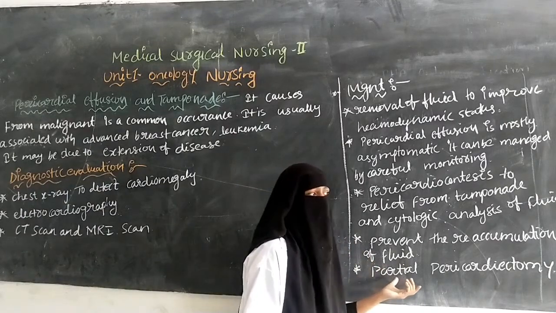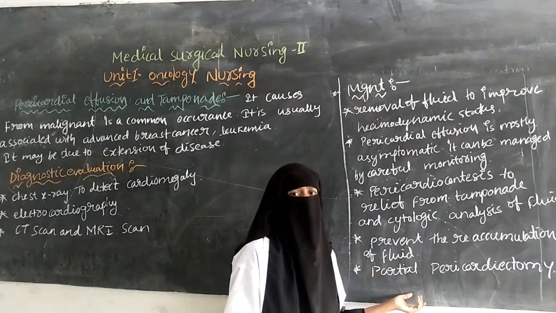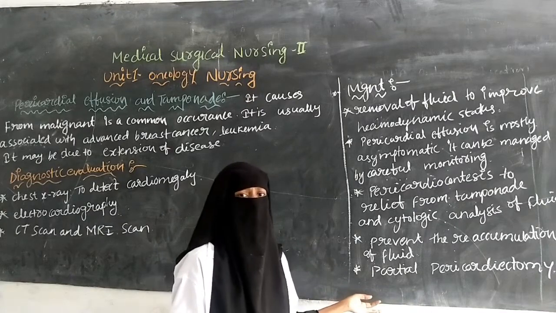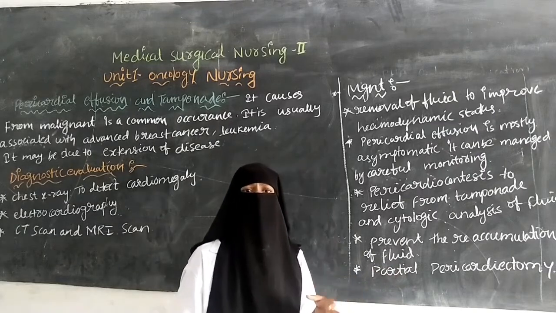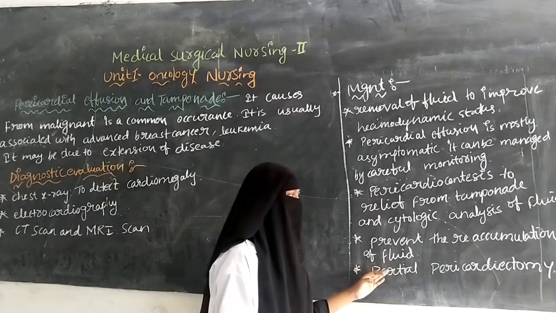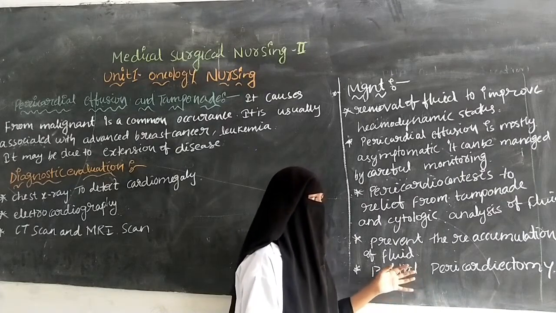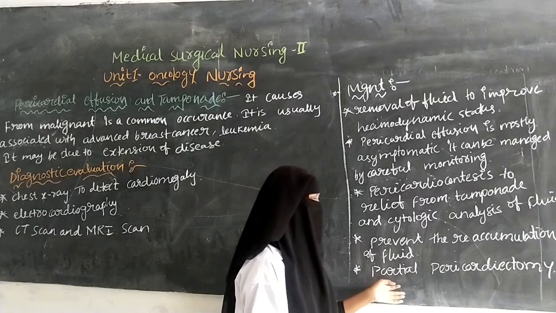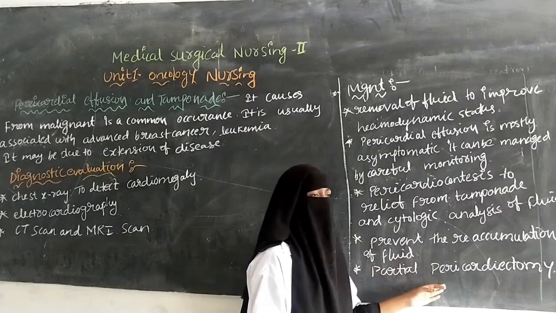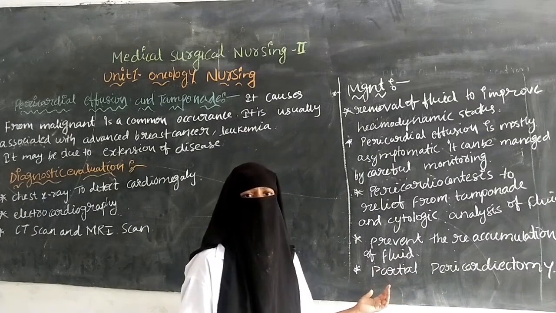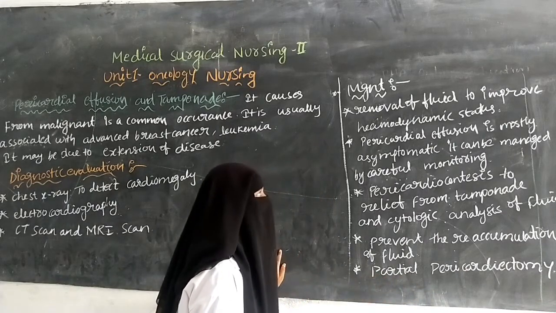And next one is partial pericardectomy. In partial pericardectomy, a large amount of the sac can be removed. Partial means half, and ectomy means removal. So partial pericardectomy means removal of a large part of the sac of the pericardium.